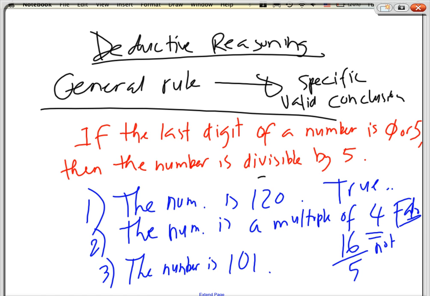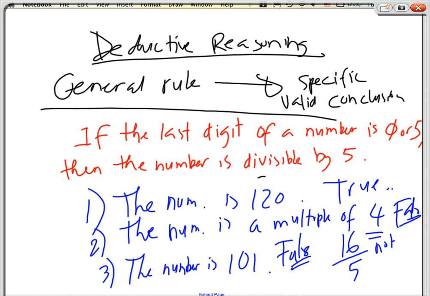Will that work? Based on my conditional statement? No. Does it follow the conditional statement? No. And you know very well that 101 doesn't end with 0 or 5. Therefore, it's not divisible by 5 either. So this is also a false.